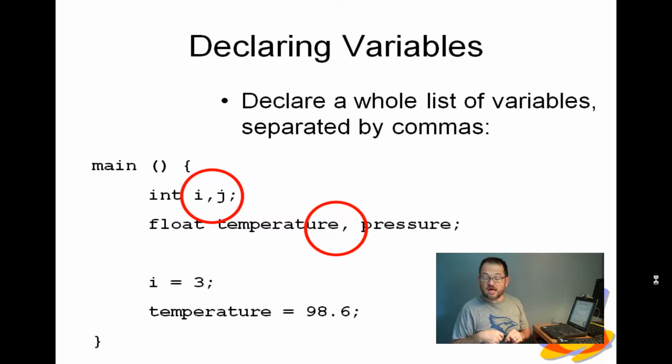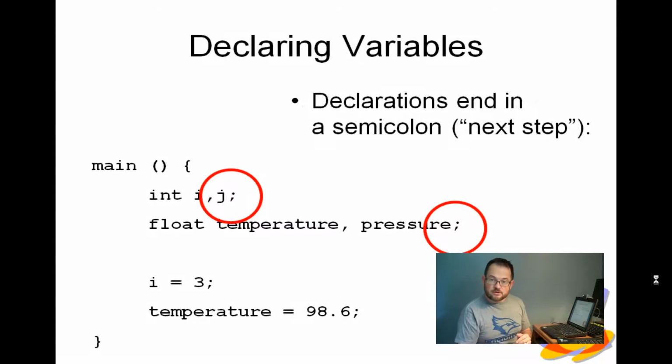Or I could have done them on separate lines. I could have said int i, and then on the next line int j, and that would have been fine. Same with the floating point numbers that I have declared there. I did them on one line, but I wouldn't have had to. I could have had float temperature, and then the next line float pressure. And because these are commands, they have to end in a semicolon. So if I had made these on separate lines, I would have said int i, semicolon, int j, semicolon, float temperature, semicolon, float pressure, semicolon.